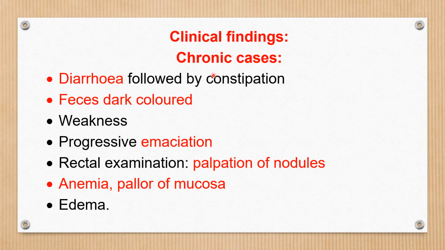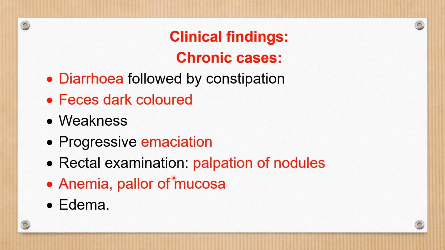Clinical findings of chronic cases: diarrhea followed by constipation, feces is dark colored, weakness, there is progressive emaciation because of two things: loss of protein in the feces, and second, absorption and digestion is affected, that causes emaciation.